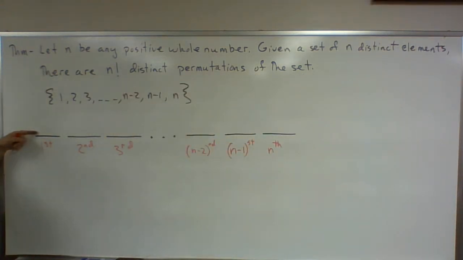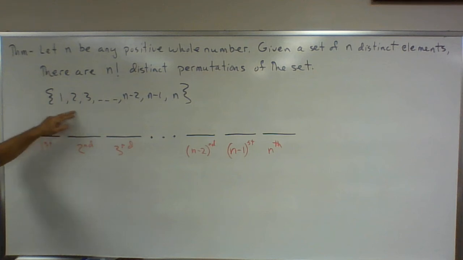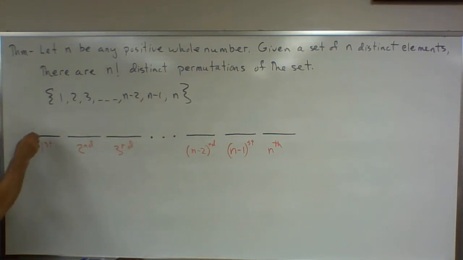We're going to pick the element that goes first. How many different elements can we choose from to pick the first element? Any of these n elements can be first, can't they? So there's n different ways that we can choose the first element. Or when we choose the first element, there are n distinct outcomes.